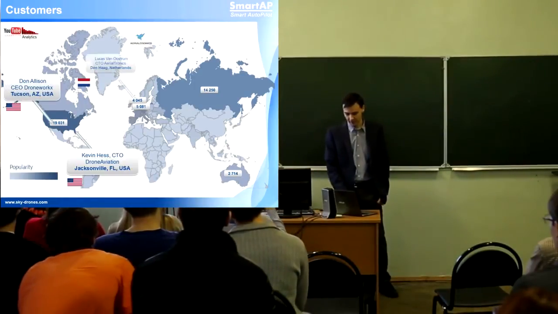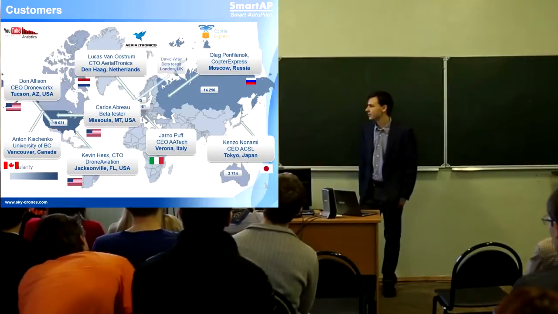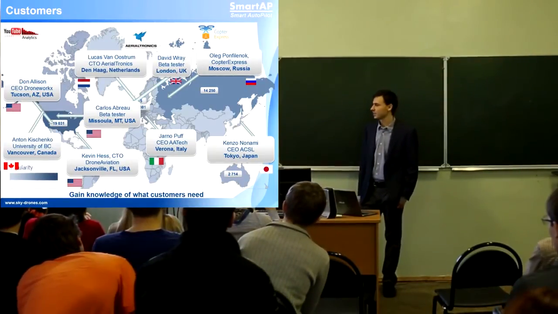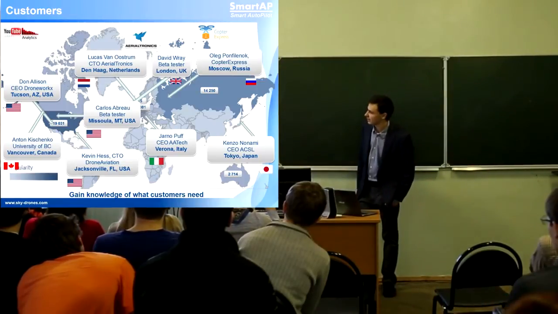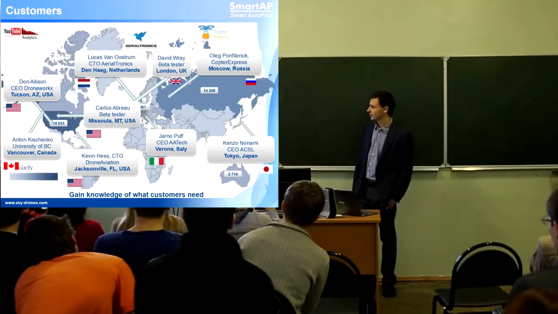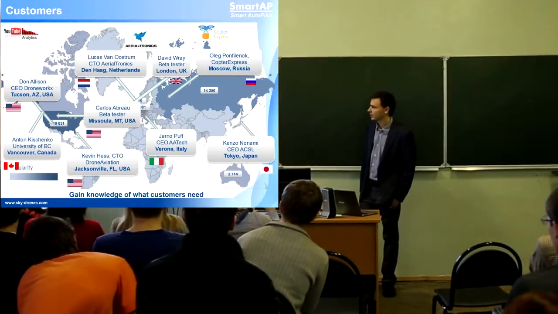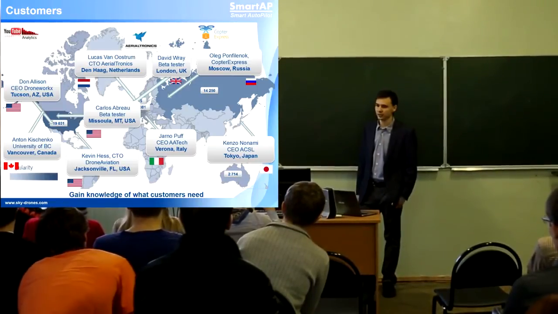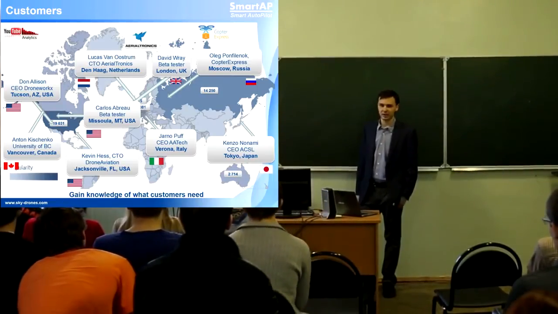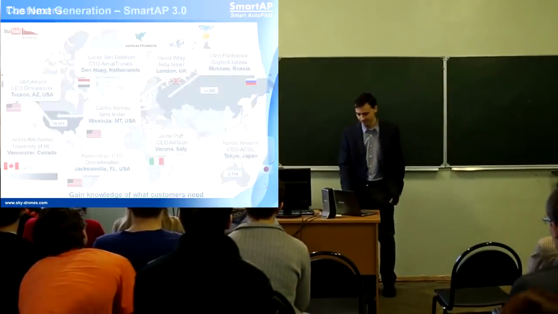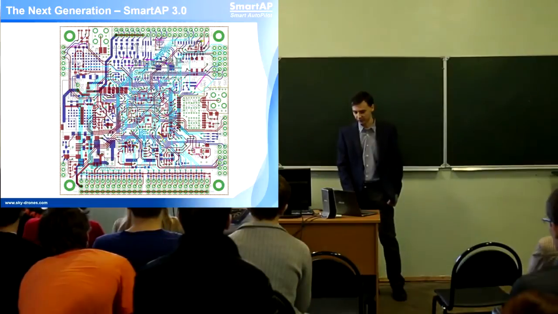And also, I already have some customers located in these places. Some of them are companies, and some of them are just beta testers. Here you can see that it's again United States, Canada, Netherlands, Italy, Great Britain, Japan, Russia. And this information helped me gain more knowledge about what customers need, about what the perfect flight control system should be like. So this is very valuable information.